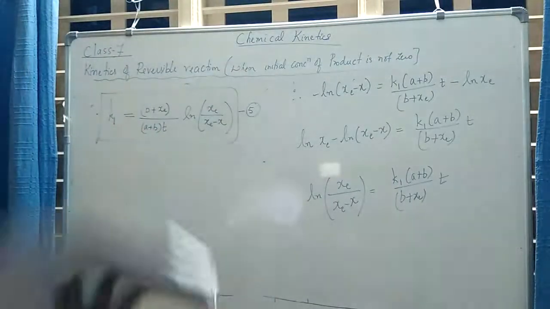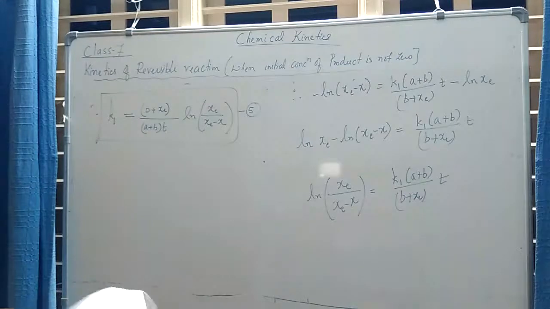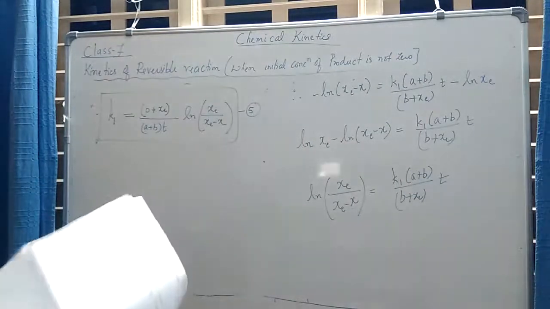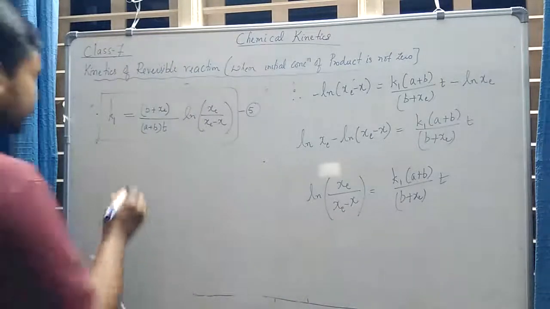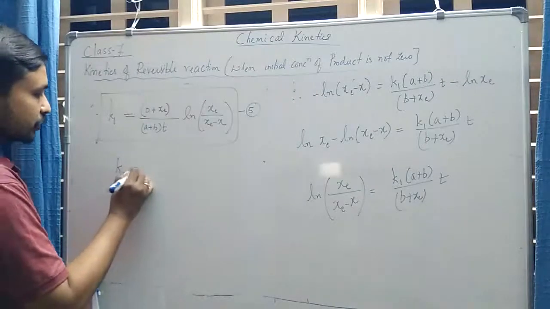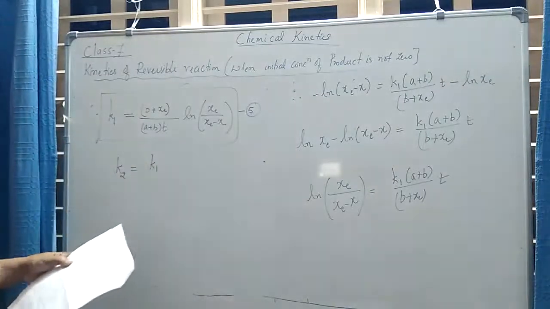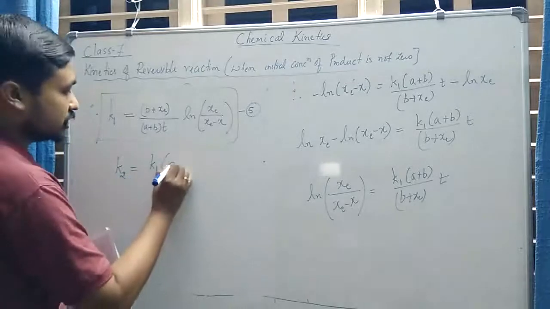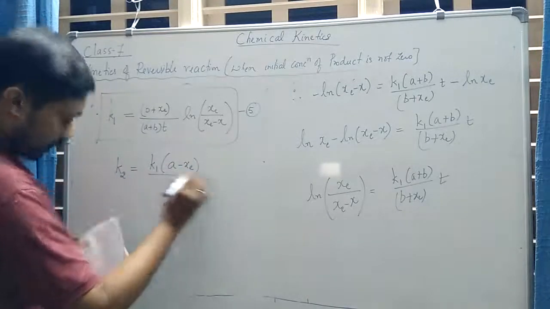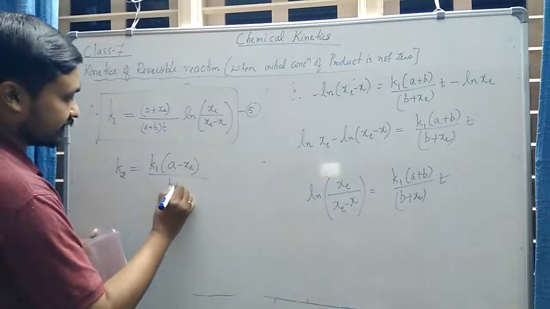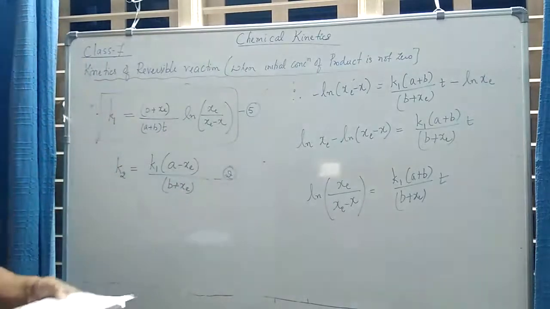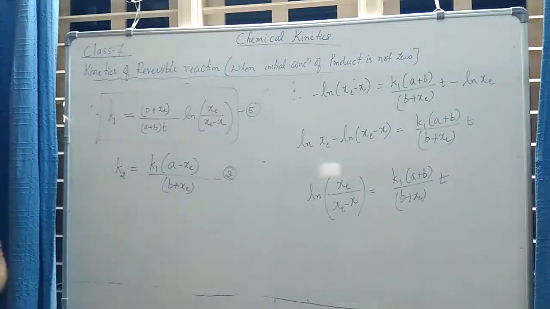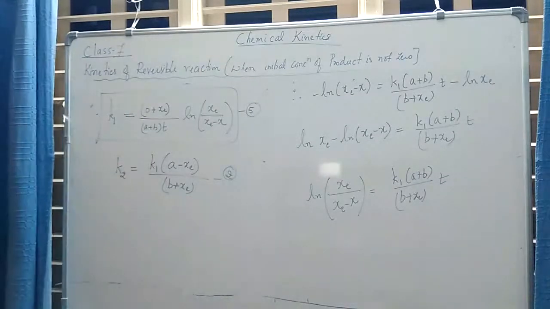I am here interested in finding out the overall rate constant of the reaction, that is k1 plus k2. For that, let me again rewrite the relation between the rate constants k1 and k2. How is the k2 rate constant related to k1? It is actually k2 is equal to k1 into a minus xe divided by b plus xe. I think I had written this as equation number 2. So equation number 2 gives the relation between rate constants k1 and k2.